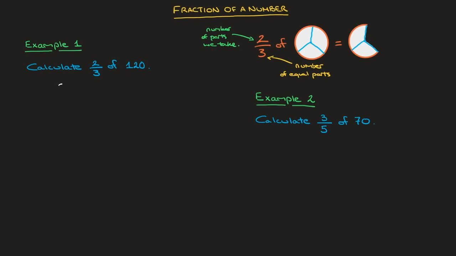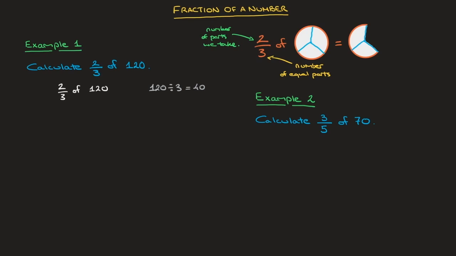Okay, so let's see how that works for 2/3 of 120. So I'll just write that here. That's 2/3 of 120. Well, just as for the cake, this 3 on the denominator tells us that we need to split 120 into 3 equal parts. And to figure out how big each of those parts would be, we divide 120 by 3. And I'll do that on the side here. We have to calculate 120 divided by 3. And 120 divided by 3, well, that's equal to 40.